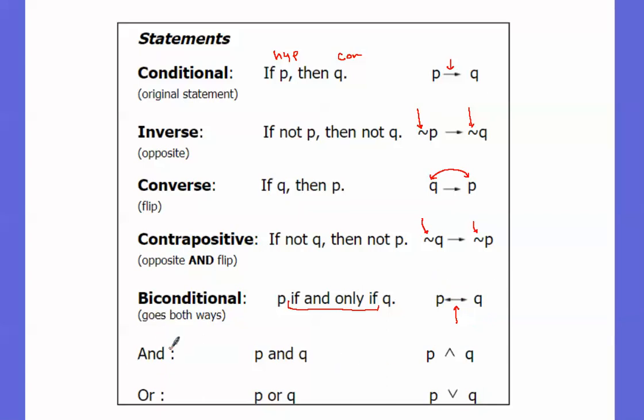The words and and or also have symbols. P and Q would be represented by P upward caret Q. You might remember that that's the beginning of the letter A in the word and. You just have left out this middle part here. The word or is represented by the opposite symbol. It's almost like a V. You might think of it as like a really weird R, perhaps.